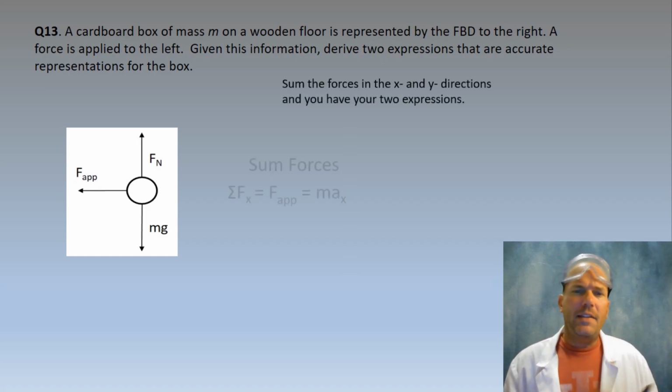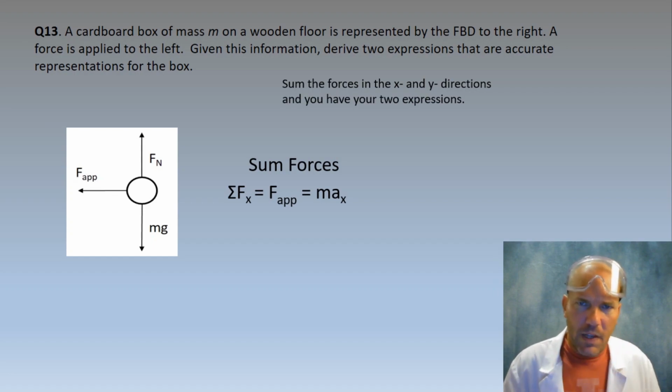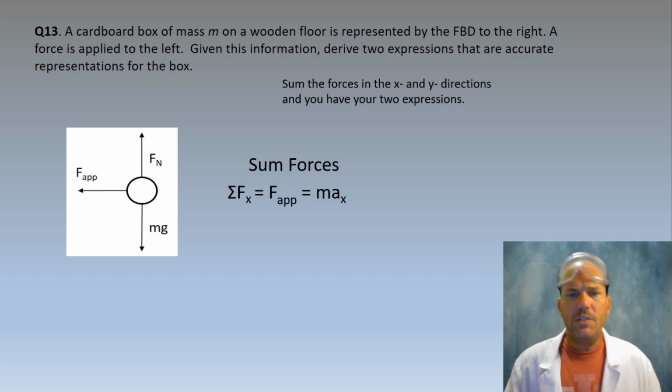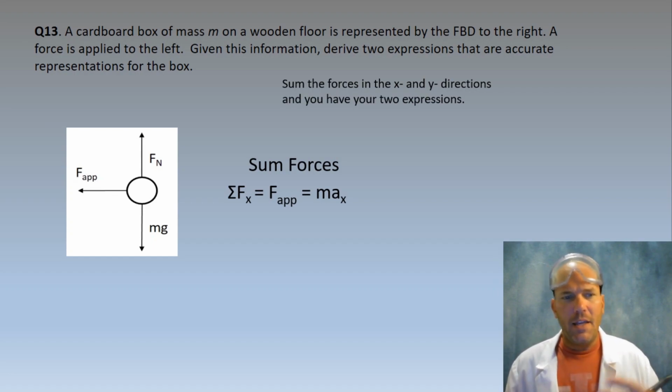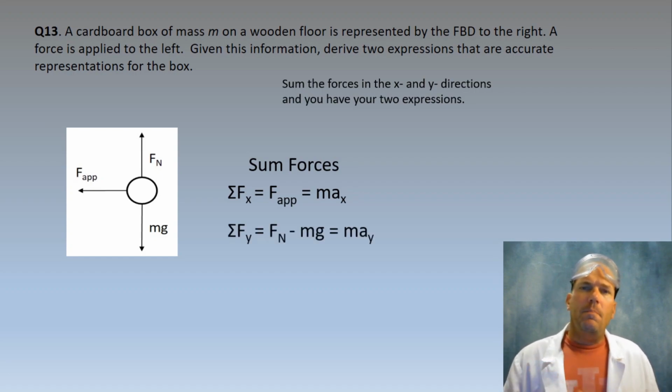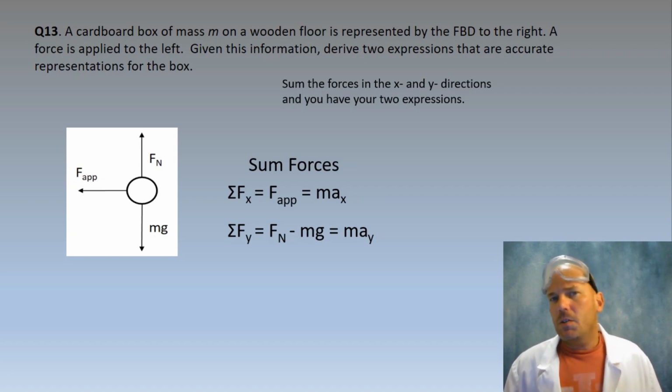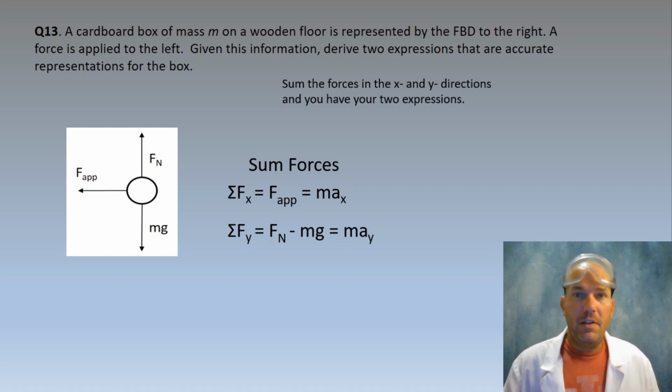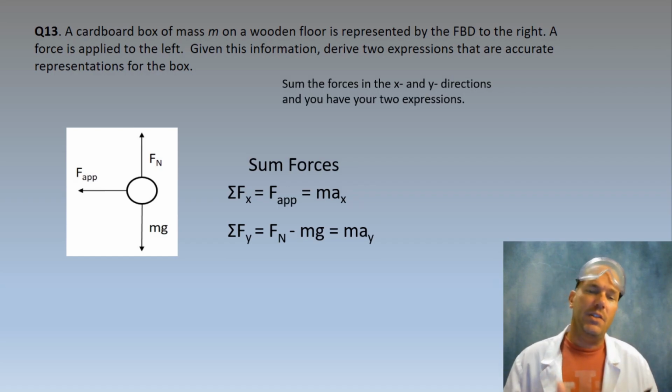If we look at the x or horizontal direction, there's only one force. That's the force applied, and it is acting to the left, so the force applied equals mass times acceleration in the horizontal direction. In the vertical, if we call up positive and down negative, we have force normal minus mass times gravity, or the force of gravity, is equal to mass times the acceleration vertically.